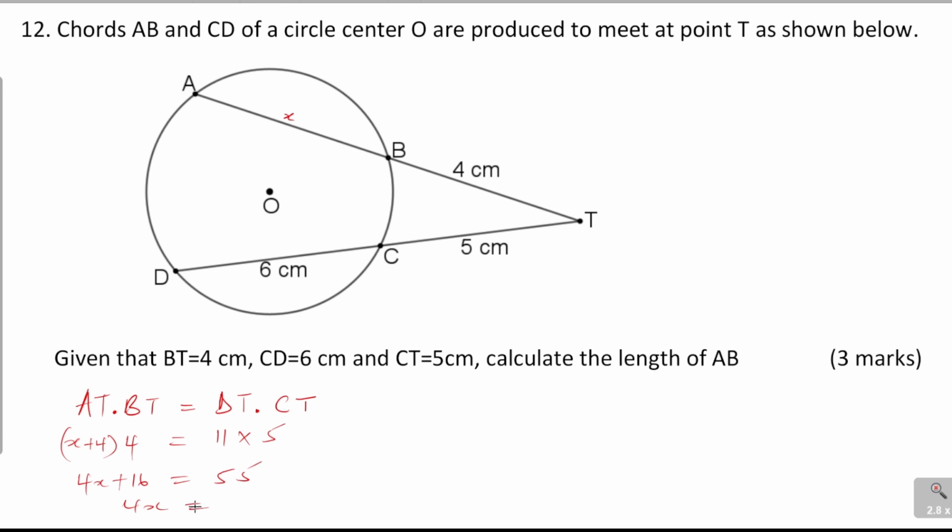So 4x is equivalent to 55. You subtract 16, that gives 39. So x will be given by 39 divided by 4, which gives 9.75. So x is equal to 9.75. And remember, x is the one that we refer to as AB. So AB is 9.75 centimeters.